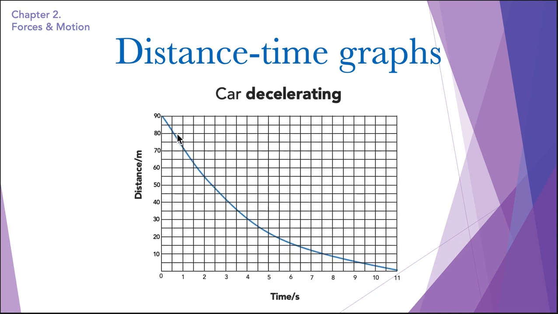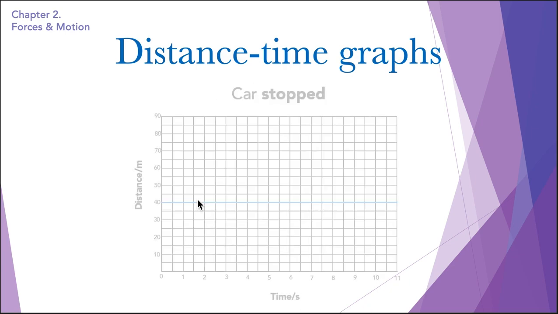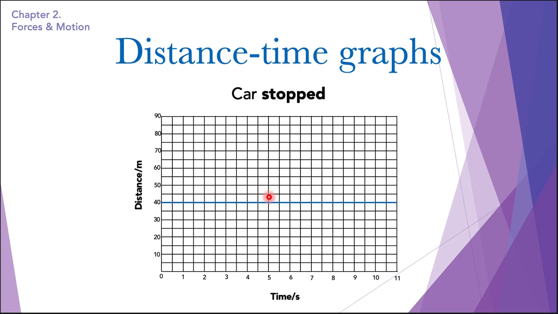Then we have the car decelerating, and this is also not a steady speed. Of course, if a car is decelerating, its speed is changing, so it also has a curvy graph. Then we have the car stopped. This is when the distance remains the same but the time increases. The time is passing by but the distance isn't changing at all. So this means that the car has stopped. It is not moving at all.